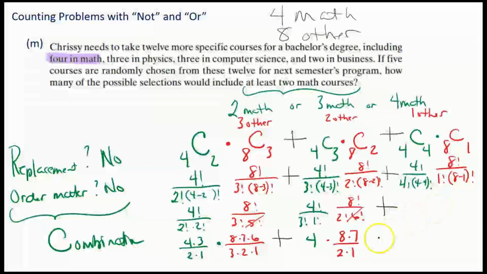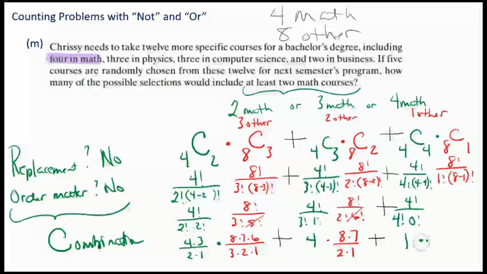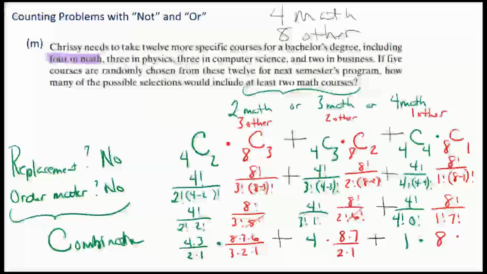Plus, okay, in green, one more math calculation to do here. So we have 4 factorial over 4 factorial. 4 minus 4 is 0 factorial. Now all that cancels. That's just 1 times. And then in red, we have 8 factorial over 1 factorial. 8 minus 1 is 7 factorial. I write the top one down to match the bottom. So the 7 factorials cancel. That just gives me 8 over 1, which is 8.